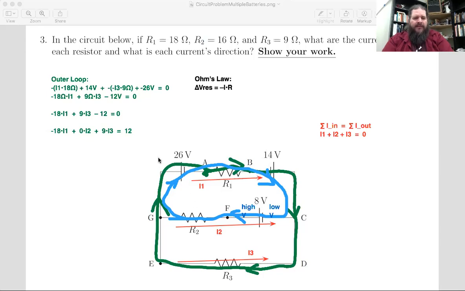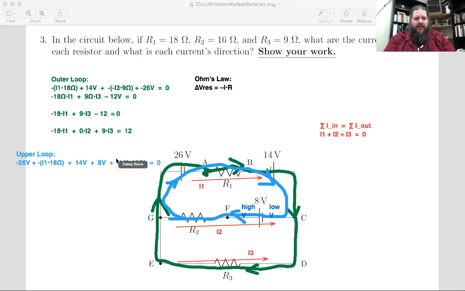And it looks like we're now back to the start. So what do these have to add up to? If we formed a complete loop, these add up to what? 0. Yeah.